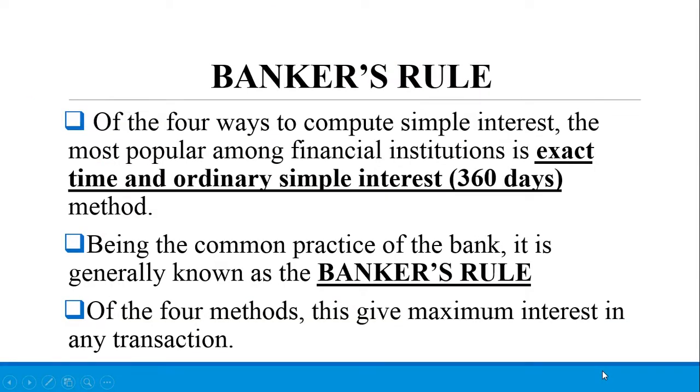Next one is the banker's rule. Banker's rule is the way to compute simple interest and mostly popular among financial institutions, which is exact time ordinary simple interest. Because usually the bank will use this one, we call that banker's rule, to calculate the dividend, or interest that will be charged. For the bank, they will use the calendar. Exact time is about the calendar. You calculate the date using the calendar, divide by 360. It's a common practice for the bank. We call that the banker's rule, because this gives a maximum interest in any transaction. If you borrow money, then we calculate using the date of the calendar, but you divide by 360 days.